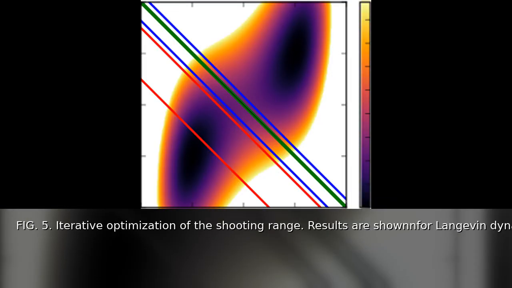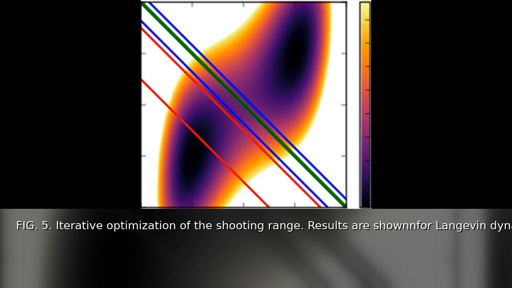Figure 5 demonstrates the iterative optimization of the shooting range for enhanced transition path sampling efficiency, specifically for Langevin dynamics with a barrier height of 2 kBT and a collective variable defined as Q equals x plus y. Optimization attempts occur every 50 shooting shots. Panel A shows the evolution of the shooting range center and width over the course of the optimization, highlighting initial, intermediate, and final steps labeled 0, 8, and 17. Initially, the shooting range is misplaced between -1.5 and -0.5 in the Q coordinate.